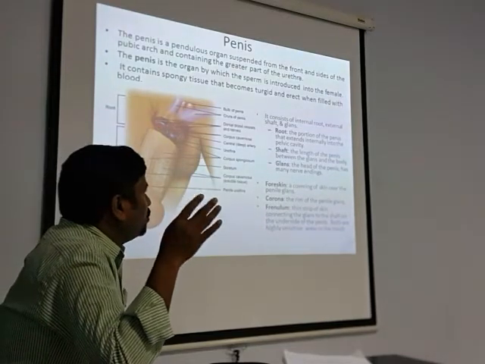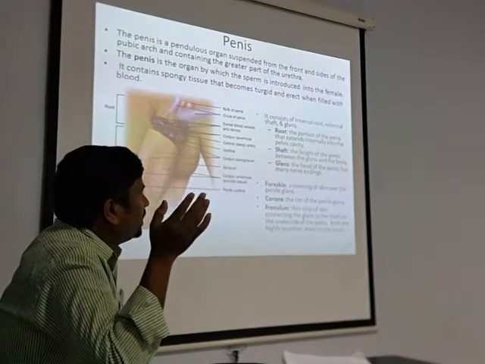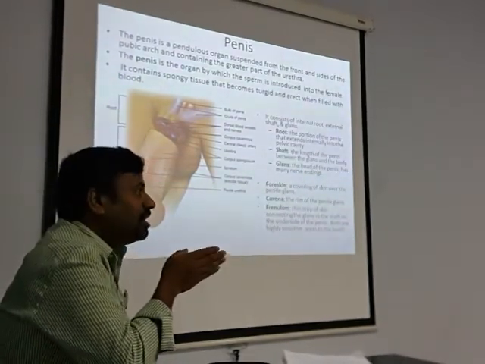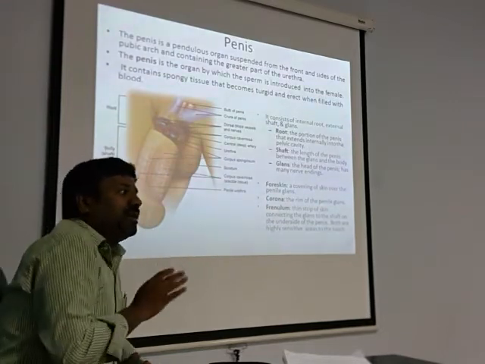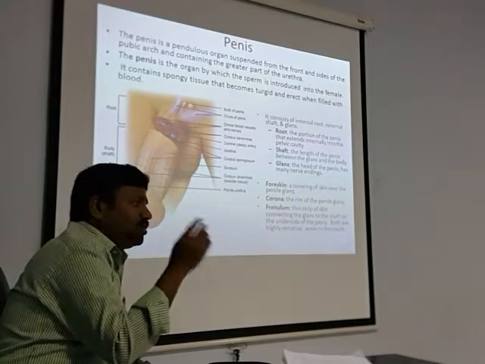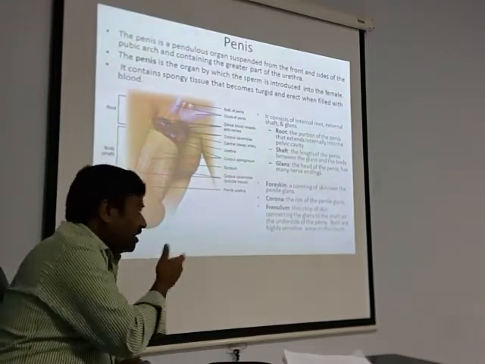So 3 parts: root, shaft and glans. Am I clear? So what is the root? It is a portion that extends to the inner side, through which you have the attachment of the penis to the pubic bone. We call that the root. It consists of the 2 proximal parts of the 2 cylinders and then the bulb of the penis. I will come to that.